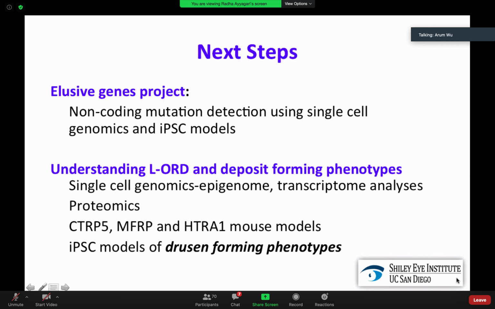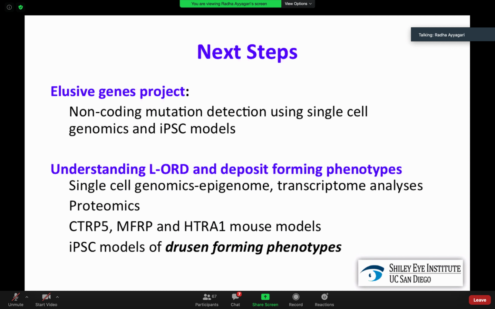Hello. It was really a nice talk, and regarding the second part of your talk, I have a question. Since you show that CTRP5 is related to causing late-onset RD through HTRA1 interaction, what will be your future therapeutic approaches? For example, is it possible to rescue the CTRP5 knock-in mouse model phenotype using maybe HTRA1 inhibition?